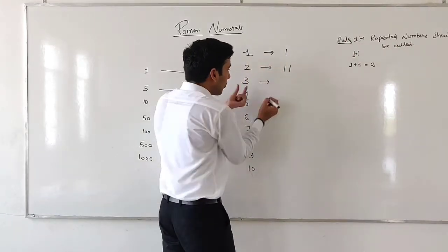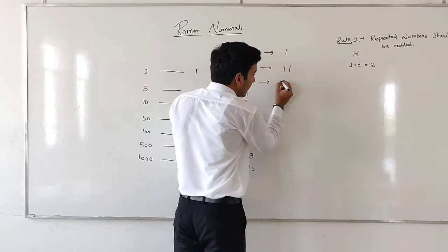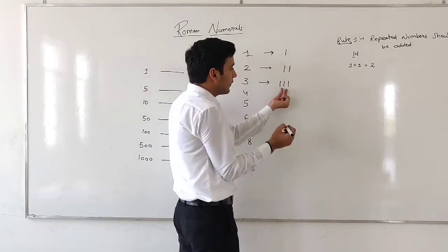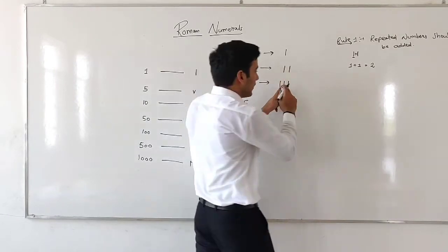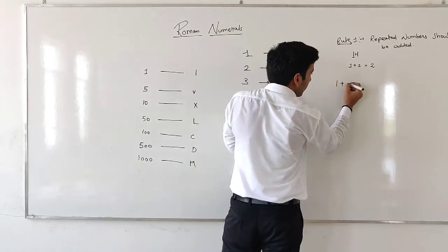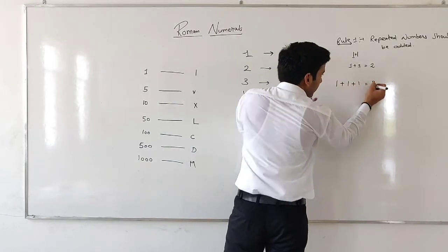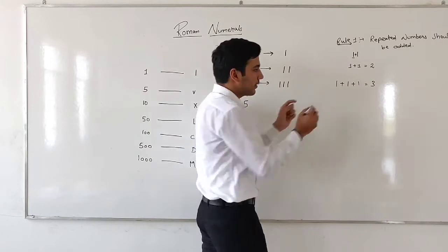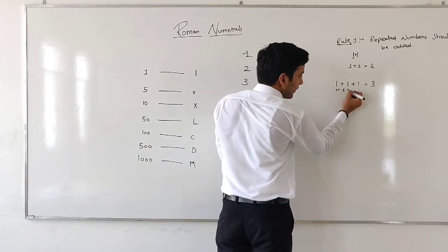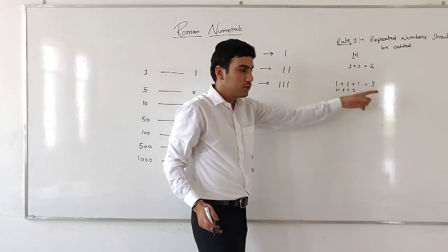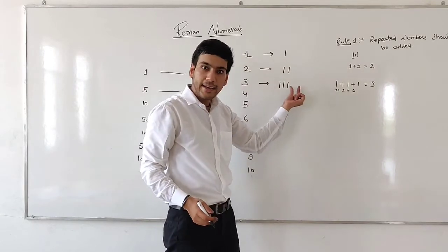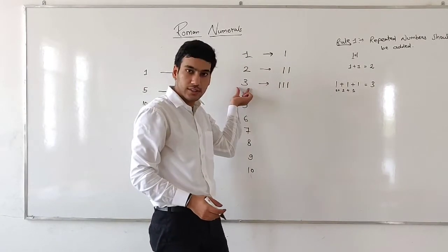Next, what is the Roman symbol for 3? Again, this is I, I, I, means 1 plus 1 plus 1. This is the Roman symbol for 1. So 1 plus 1 plus 1 means 3. So this is III, the Roman symbol for 3.